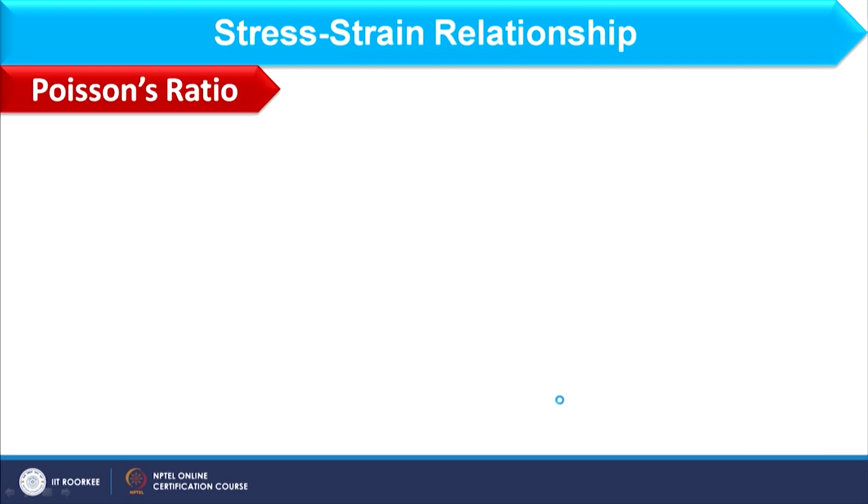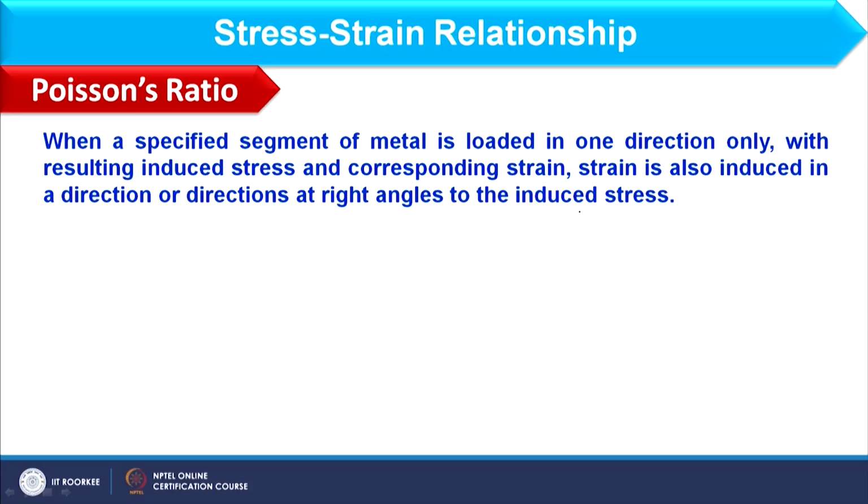So, the next parameter which I need to define is Poisson's ratio. Let us focus on this definition, and then I will explain what exactly it is. When a specified segment of metal is loaded in one direction only with resulting induced stresses and corresponding strain, strain is also induced in a direction or directions at right angle to the induced stress. So, what is the meaning of this? We can understand through this object.